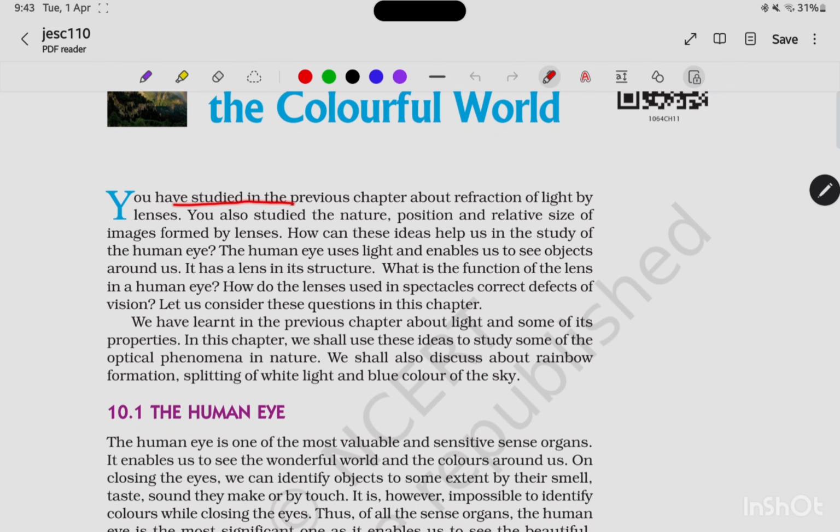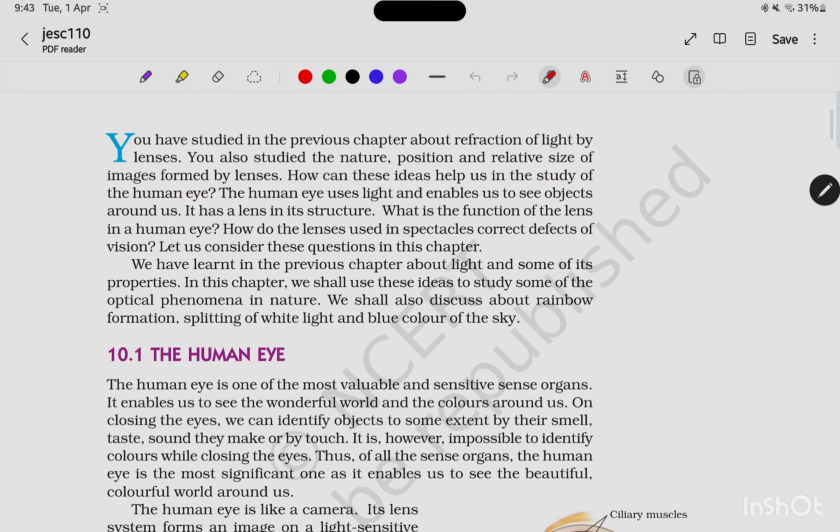You have studied in the previous chapter about the refraction of light by the lenses. You have also studied the nature, position, and relative size of the images formed by the lenses. How can these ideas help us in the study of the human eye?